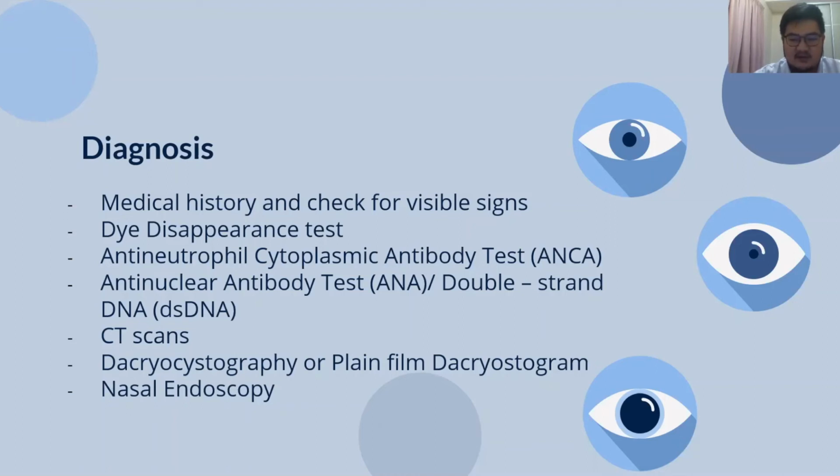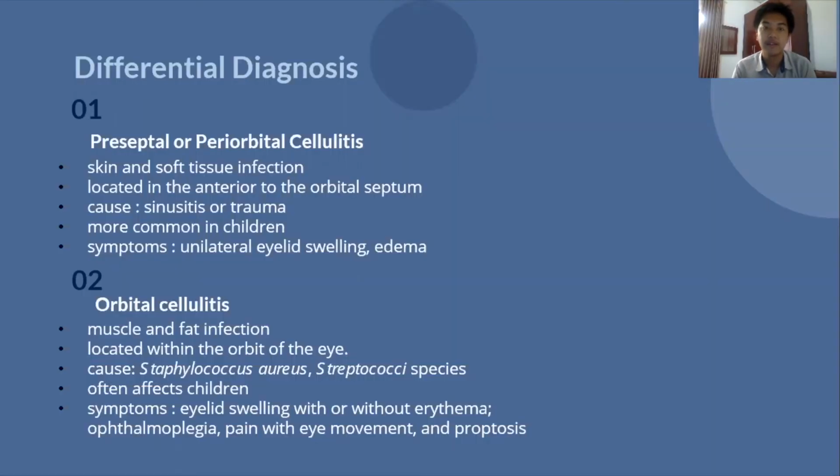inferior meatal narrowing. The differential diagnosis of dacryocystitis includes preseptal or periorbital cellulitis, which is a skin and soft tissue infection located anterior to the orbital septum, which is caused by sinusitis or trauma and is more common in children. The symptoms are unilateral eyelid swelling and edema.